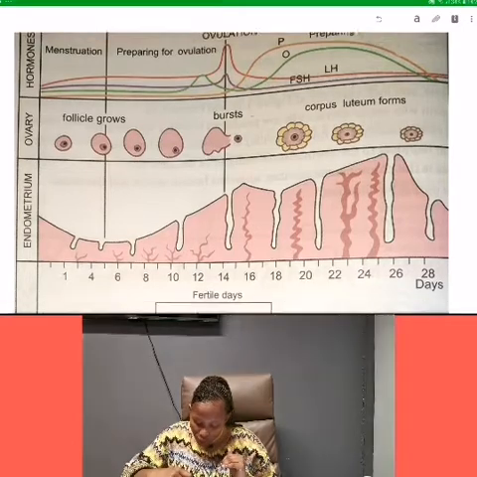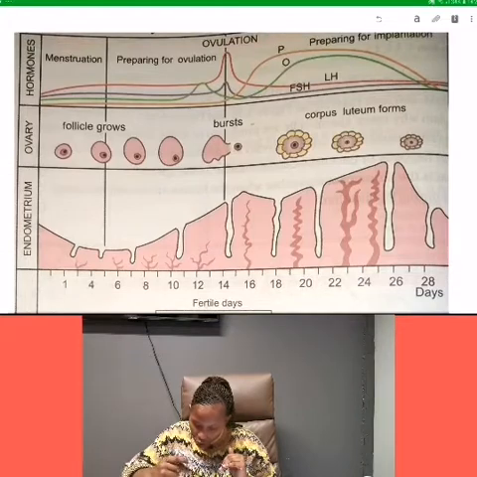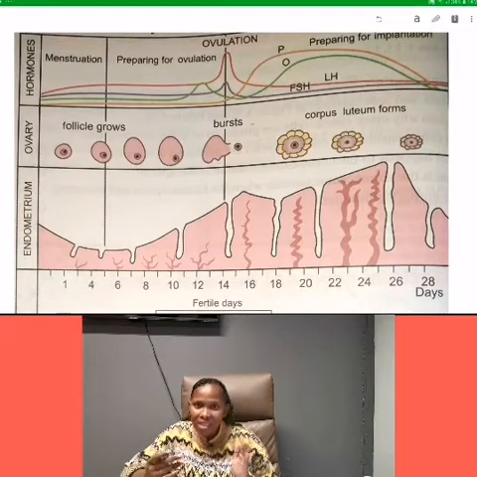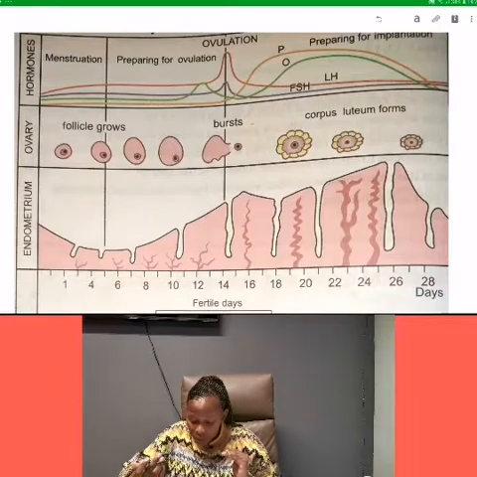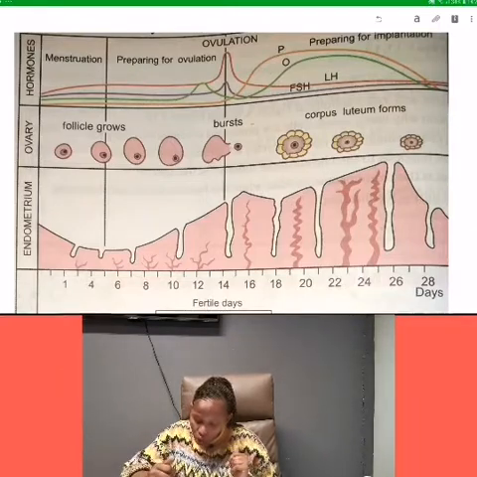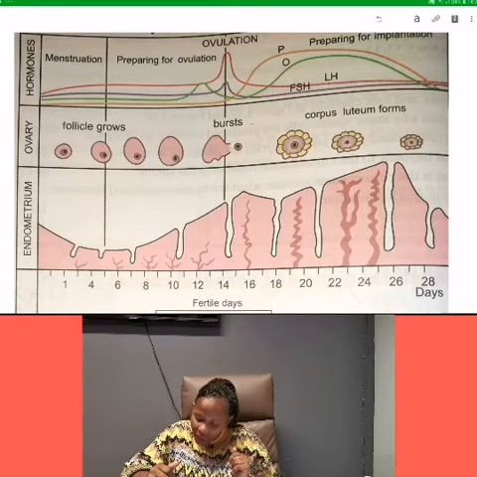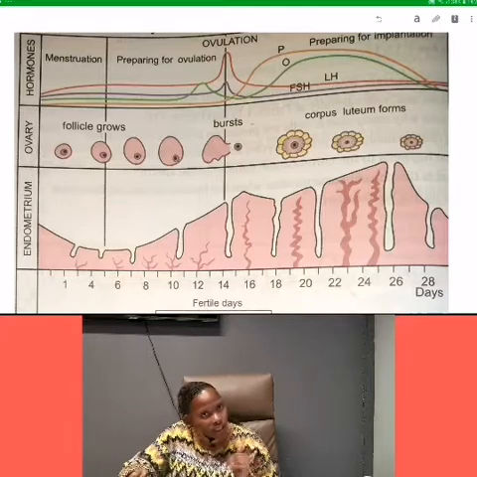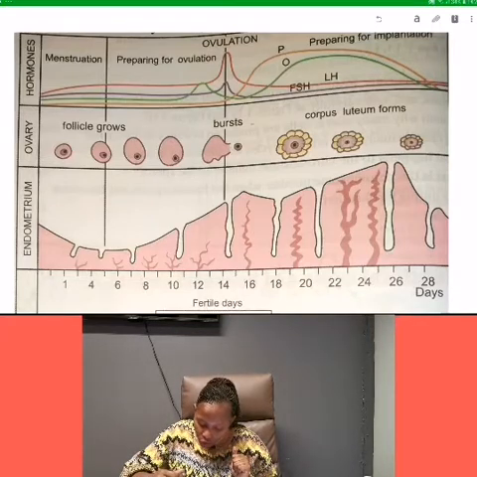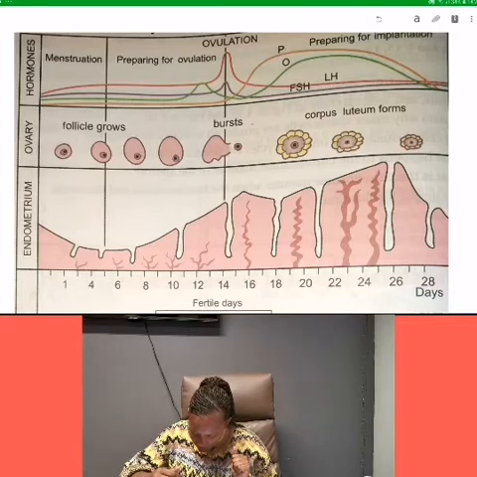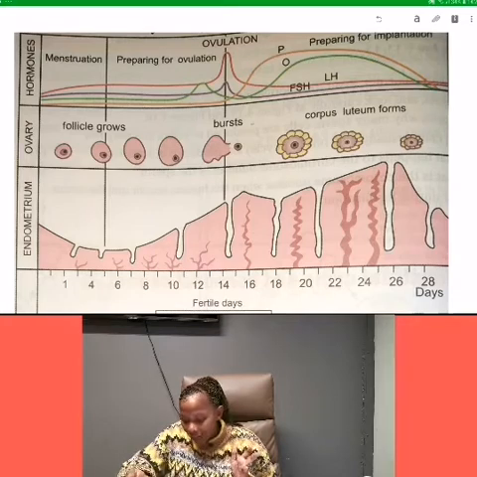Now for ovulation to occur, there must be a high percentage of luteinizing hormone. The luteinizing hormone is responsible for ovulation. One must know that if LH is high, FSH is low, and if FSH is low, LH is high. Now during ovulation, the corpus luteum forms and all those things, and then the egg gets released.